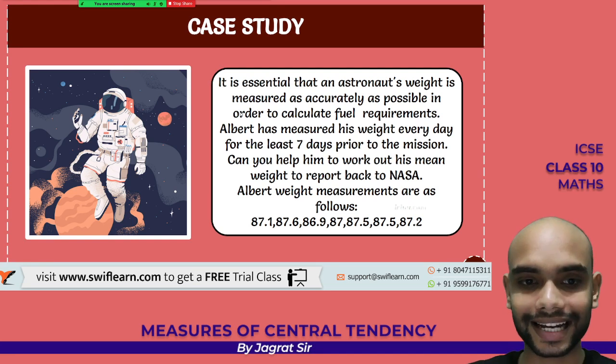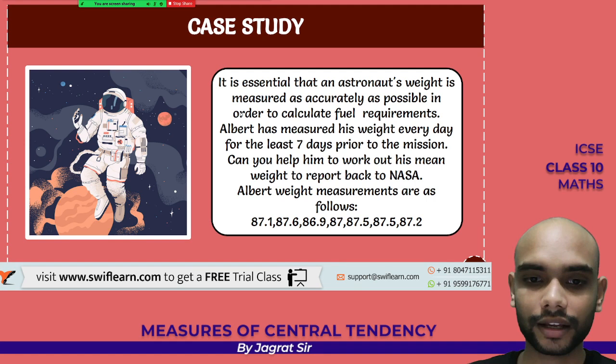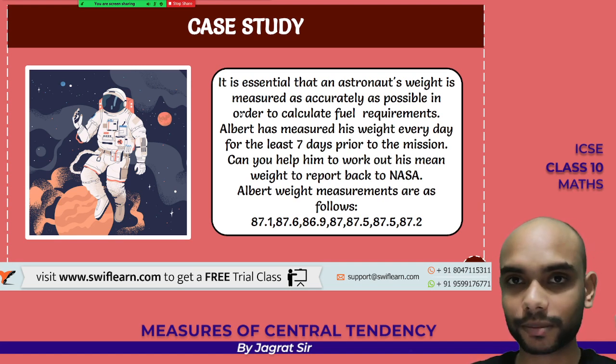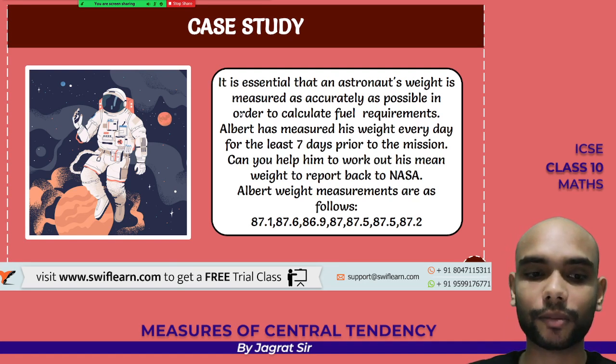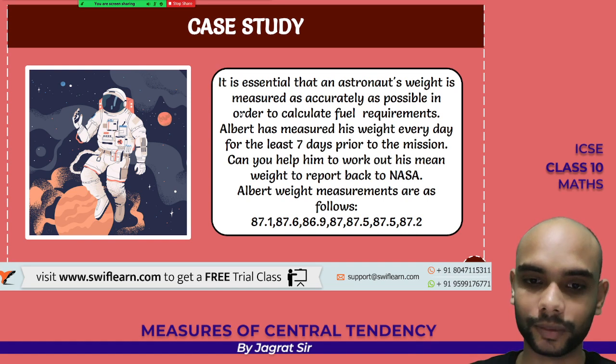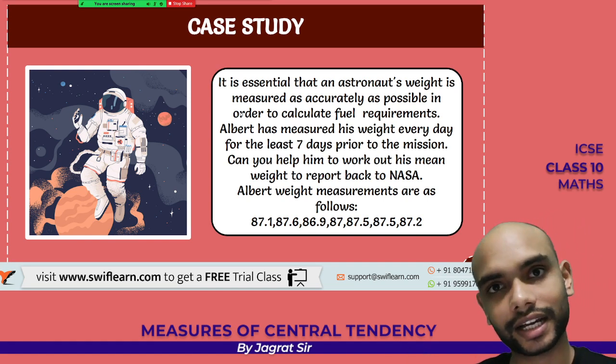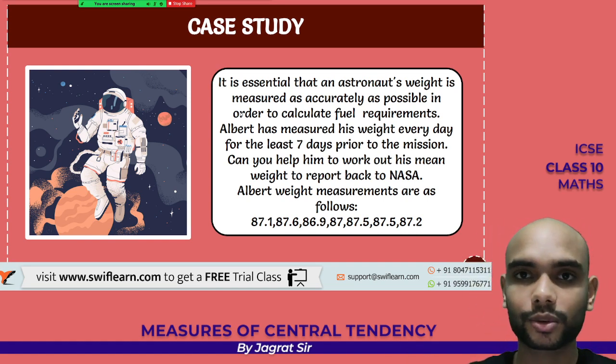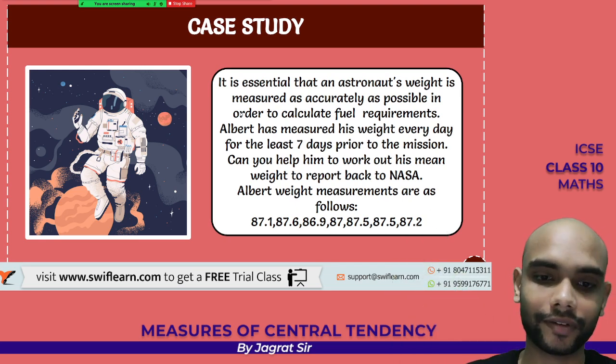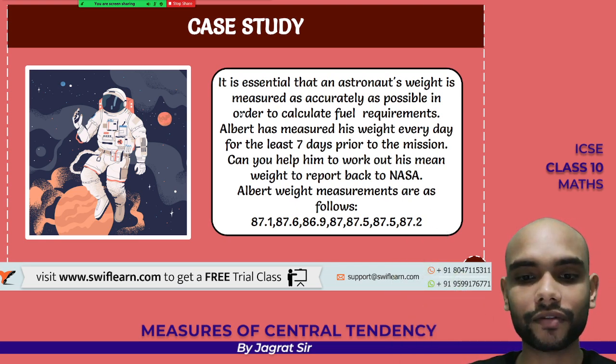So this is a case study, like a real life example, of how things work out. For central tendency, it is essential that for an astronaut the weight is measured as accurately as possible in order to calculate the fuel requirements. Because beta, when a spaceship goes up, its fuel requirement can be a setback if they carry too much fuel. If they carry less, that will also be a problem. And whether the rocket can release its weight and throw it beyond escape velocity or not depends on it. So the scientist's weight is measured.